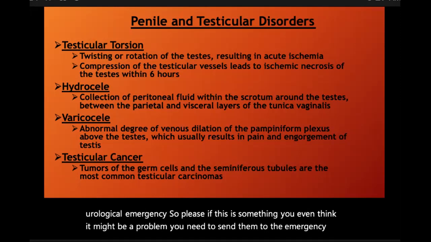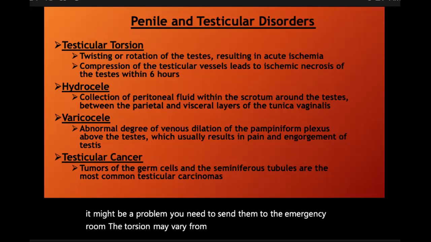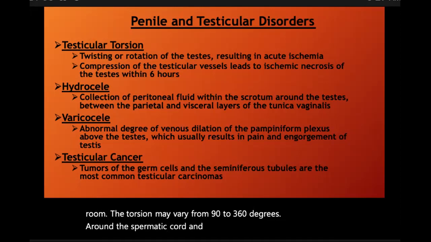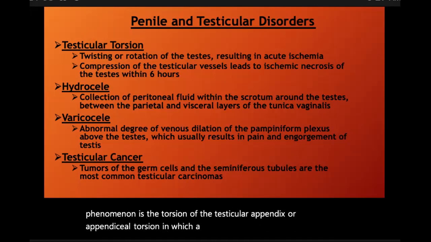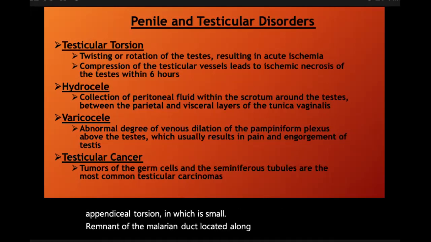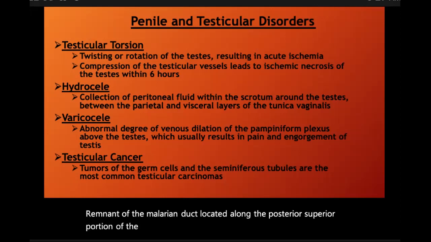The torsion may vary from 90 to 360 degrees around the spermatic cord, and an even more common phenomenon is the torsion of the testicular appendix, or appendiceal torsion, in which a small remnant of the Müllerian duct located along the superior portion of the testes twists about its base.